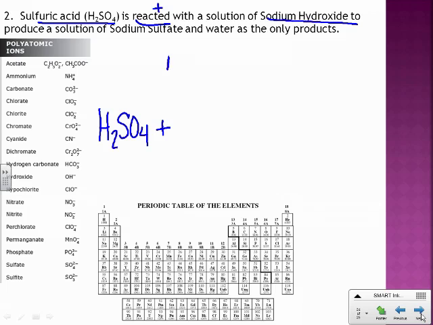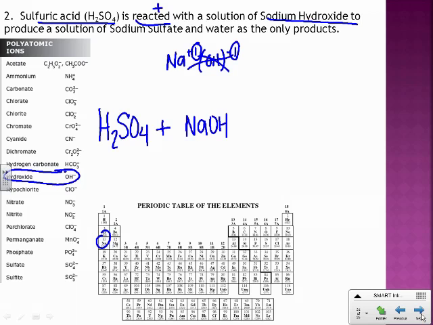So sodium is Na. It's group 1, so it has a +1 charge. Hydroxide is right over here, and it's an OH. I'm going to put it in parentheses until I know how many there are, with a -1 charge. Take those numbers, place them on the opposite element. So this becomes NaOH. There's just one of those, so I dropped that parentheses.